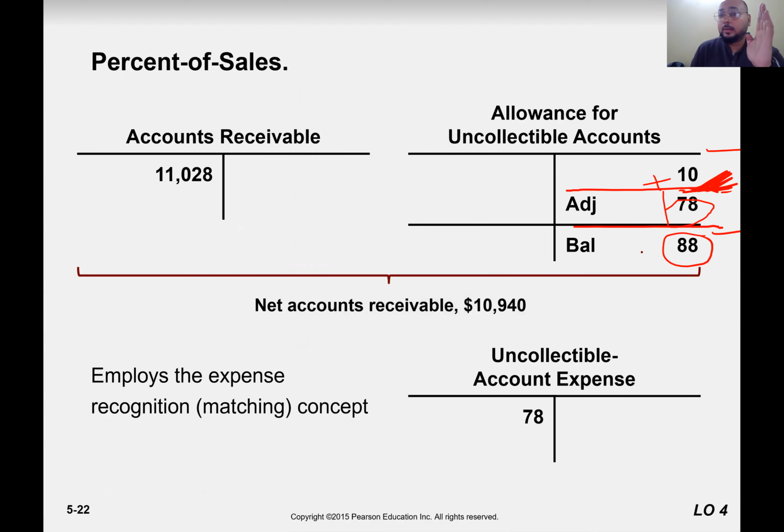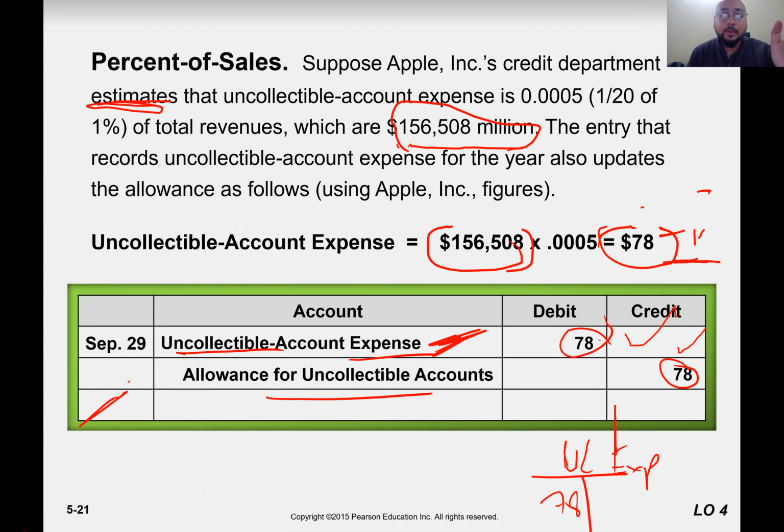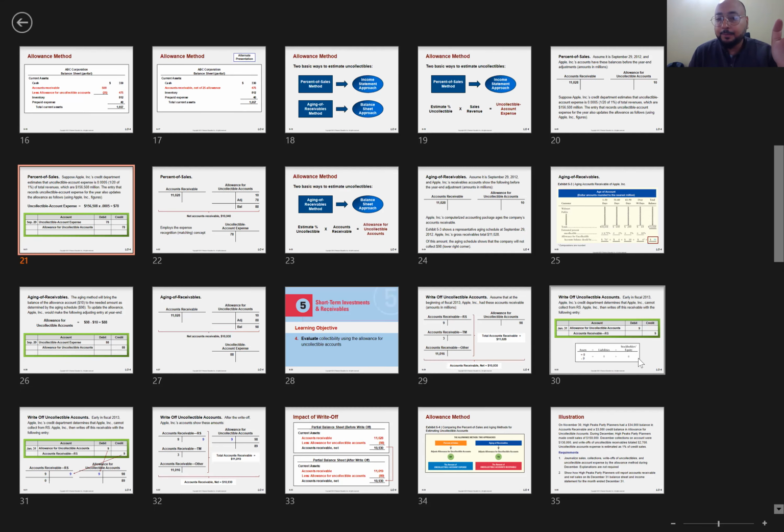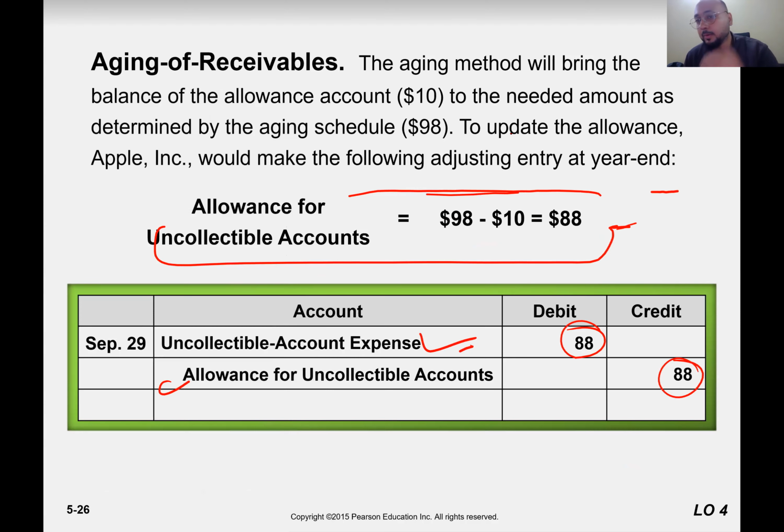So the entry would be expense to allowance for uncollectible 78. This is the entry. While in aging, you would be given this balance, and you need to reverse adding. You will find out this year is 88. So the entry would be the same, expense to allowance for uncollectible 88. So there is a difference.